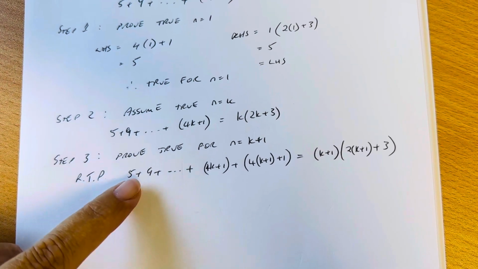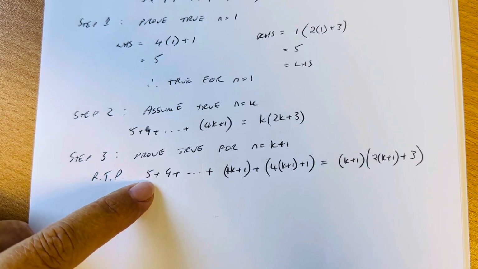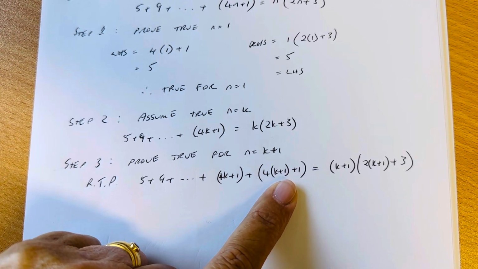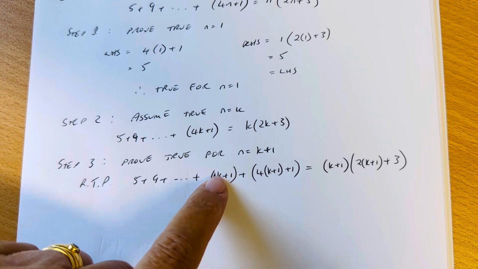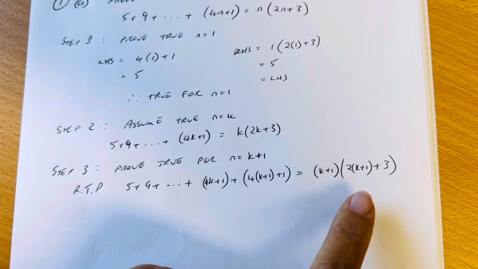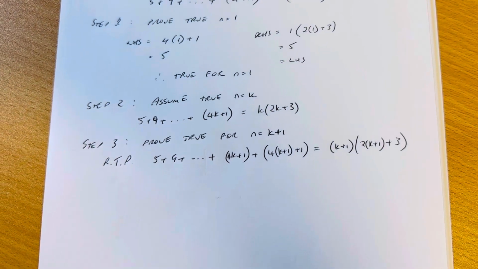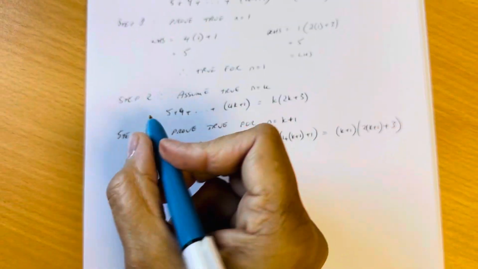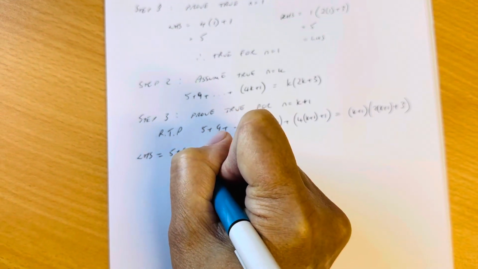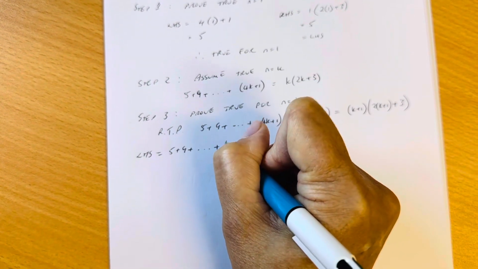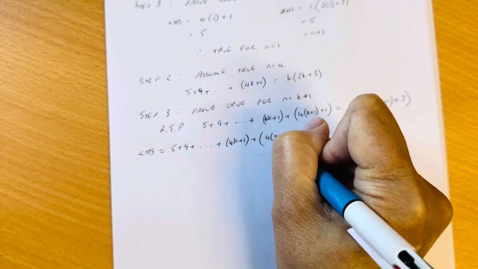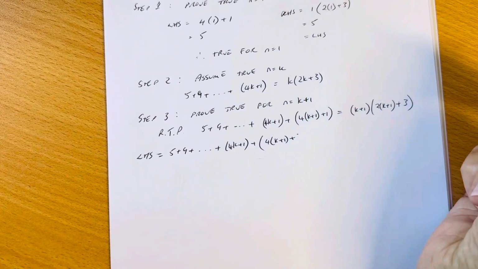Notice this is my first term, second term, this is my kth term, this is my k plus 1th term. Because I substituted in a k, I substituted in a k plus 1 because that's the next sequential term. And then I substituted k plus 1 into the right side. So now to prove, left-hand side equals 5 plus 9 plus ... 4k plus 1 plus 4(k plus 1) plus 1.